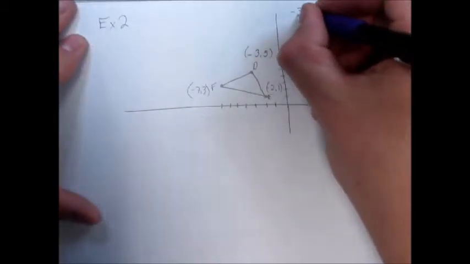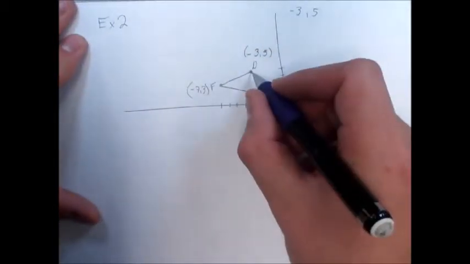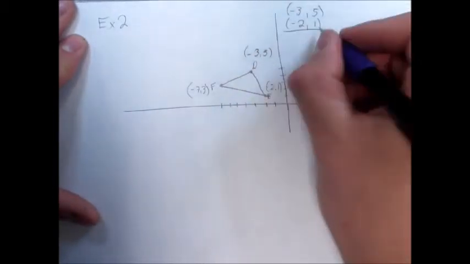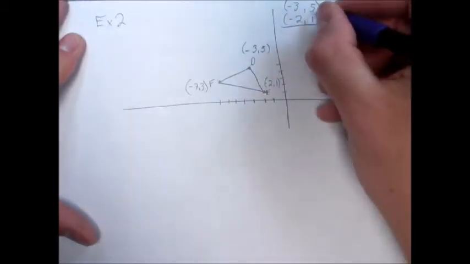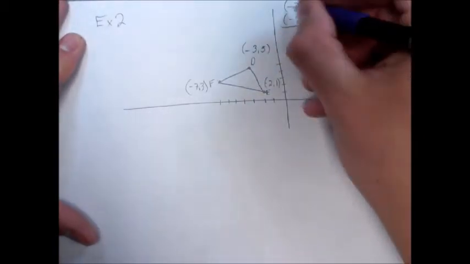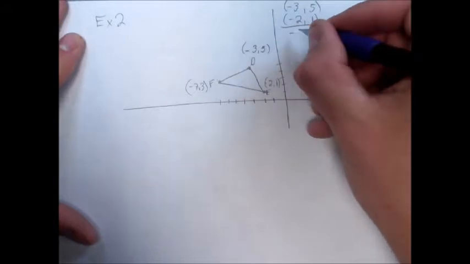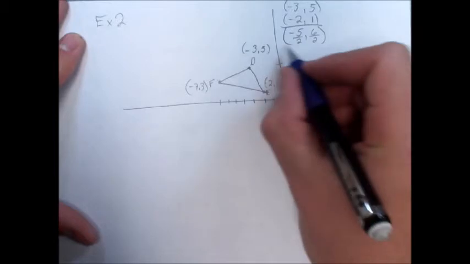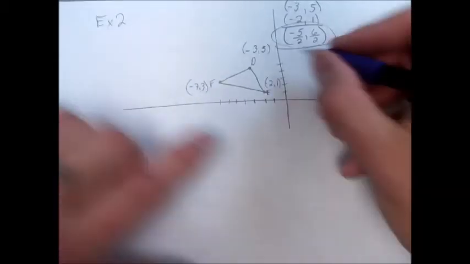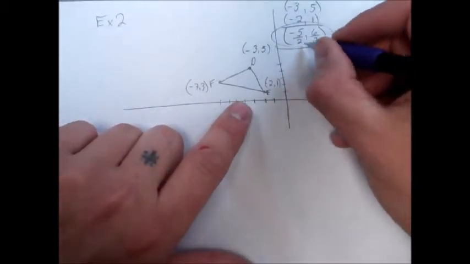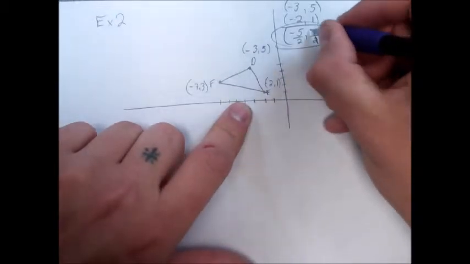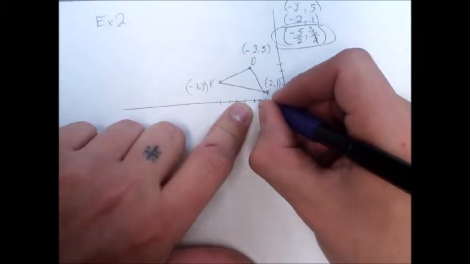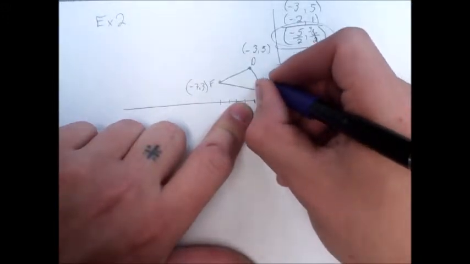So here we go, -3, 5, and I'm going to find the midpoint of D and E, -2, 1. So if I'm going to find the midpoint of these, I'm going to add them together. 5 and 1 make 6. -3 and -2 make -5. I'm going to divide them by 2. So there's the midpoint of D and E. It's -2.5, and 6/2 is actually 3. So it's -2.5, and up 3. So I go 1, 2, 3, and my midpoint is right here.